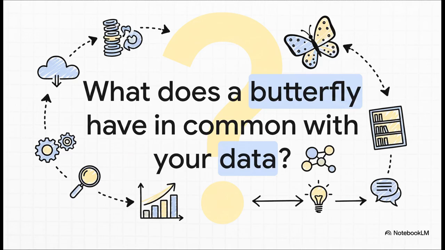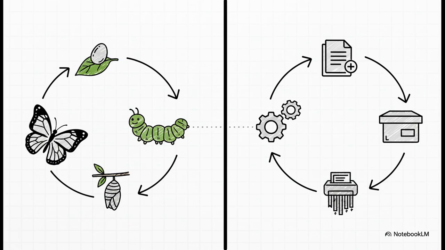So, there's a fun question for you. What could a butterfly possibly have in common with, say, a spreadsheet full of numbers? I know, it sounds a little weird, right? But the answer is actually pretty cool. You got it. They both have a life story, a life cycle.